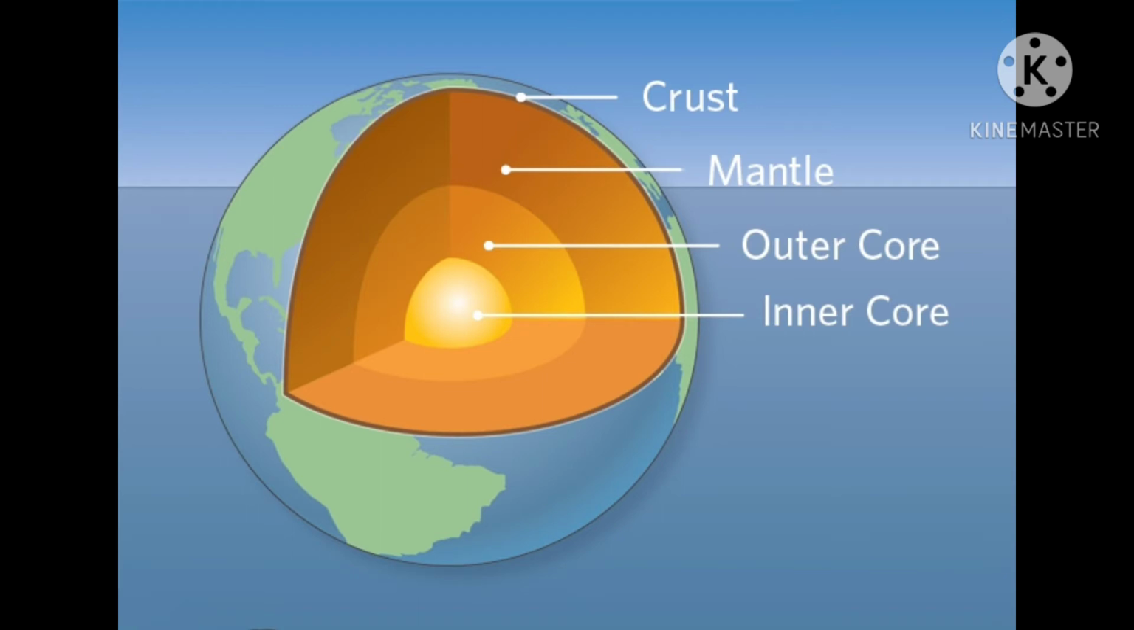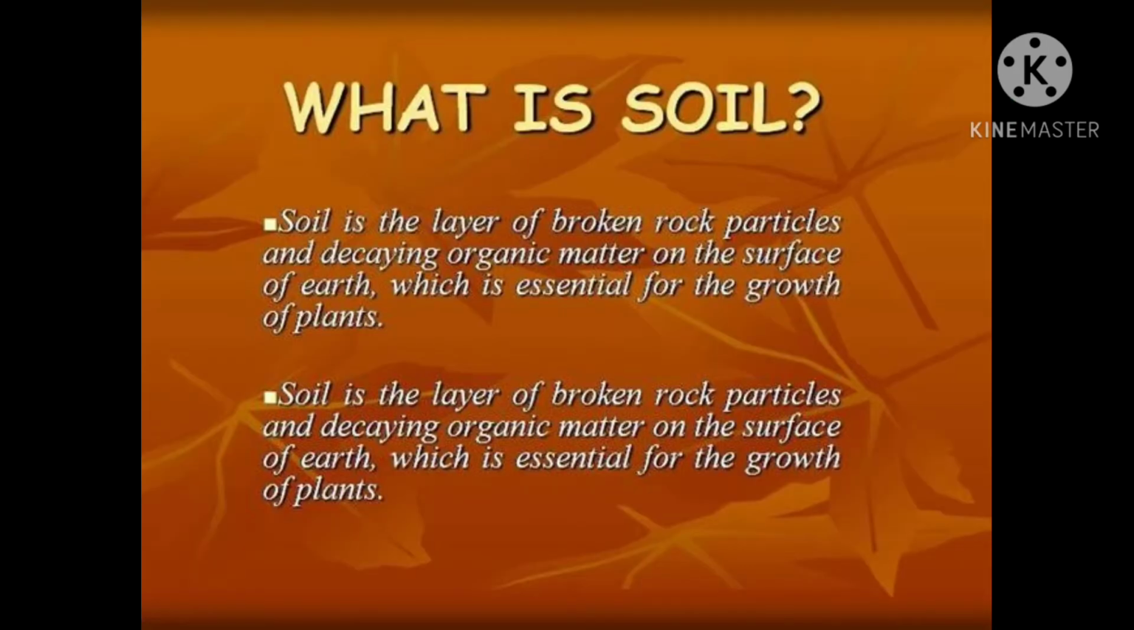You can see hills, mountains, desert, plains, and seas on the earth. Different varieties of plants also grow on it. Roots grow under the soil and absorb water and minerals for the plant. Now let us know what is soil and how does it form. Children, soil is the layer of broken rocks, particles and decaying organic matter on the surface of the earth, and it is very essential for the growth of the plant.